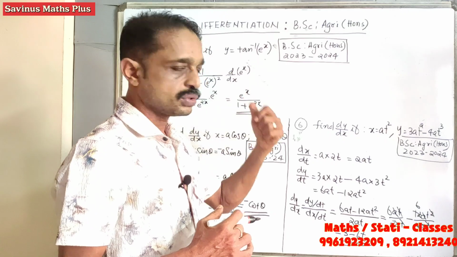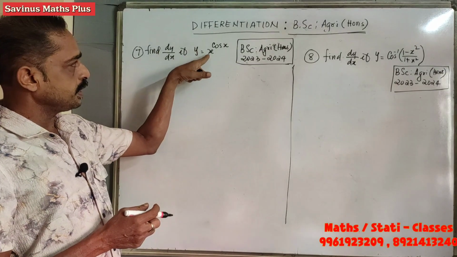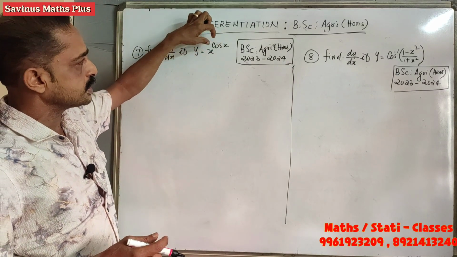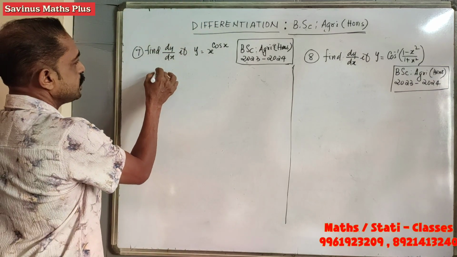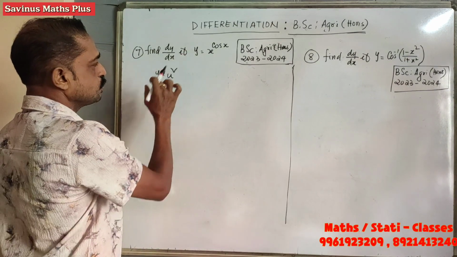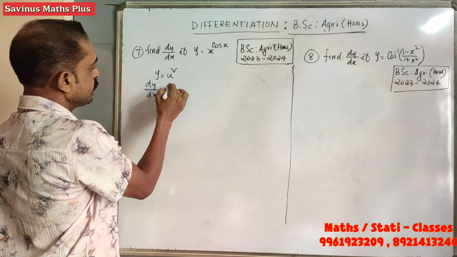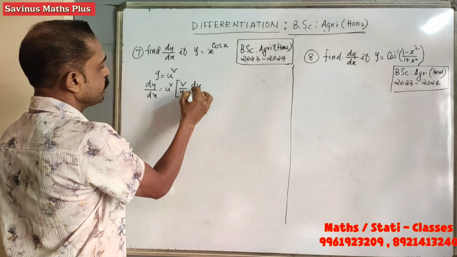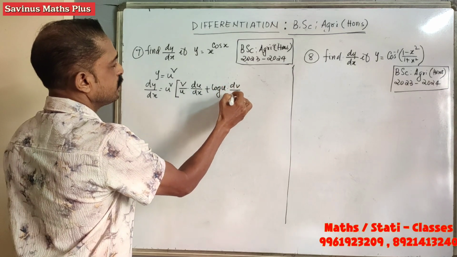So now let us go to the next question. See, next is find dy by dx if y equal to x raised to cos x. See, this is of the form x raised to cos x, some function raised to some other function. That means y is equal to u raised to v form. So if y is equal to u raised to v, how will you find out dy by dx? Dy by dx is equal to u raised to v into v by u into du by dx plus log u into dv by dx.